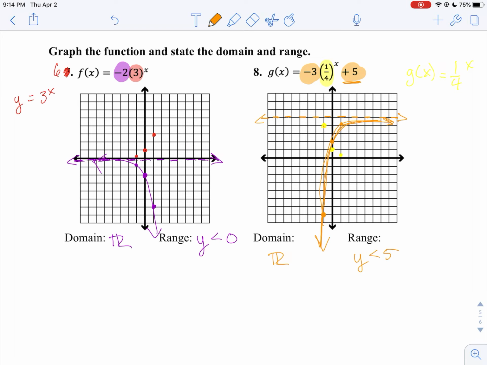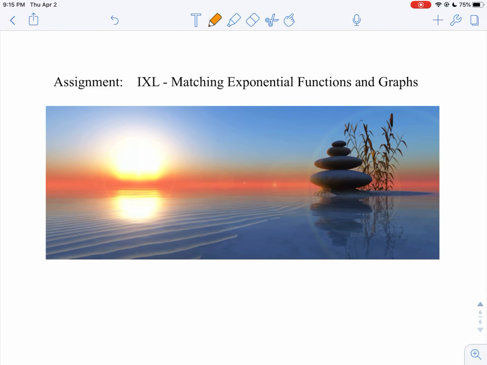So today's assignment is going to be an IXL. Hopefully your teacher has already sent you your login to IXL. It's going to be matching exponential functions and graphs. For my Google Classroom, I am just going to make a direct assignment that should link exactly to the IXL piece of matching exponential functions and graphs. But if for some reason it doesn't, you can just open your IXL account and go to Algebra 2 and then find matching exponential functions and graphs and go through that. And it should save your grade in there for me.